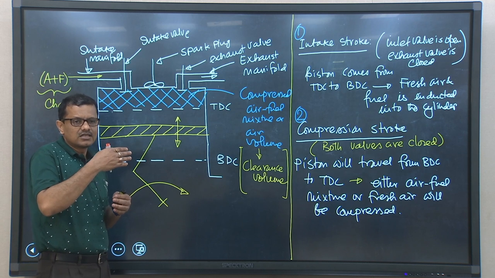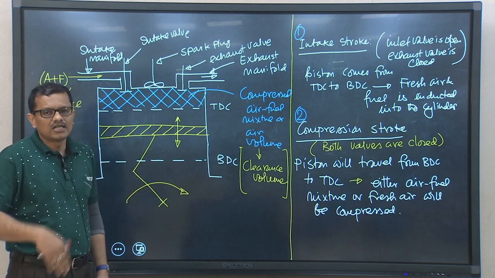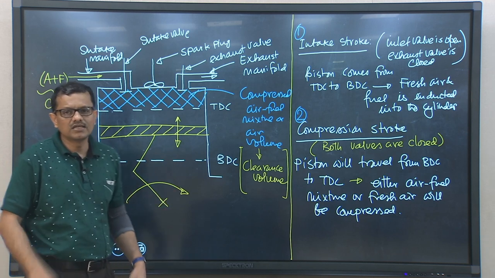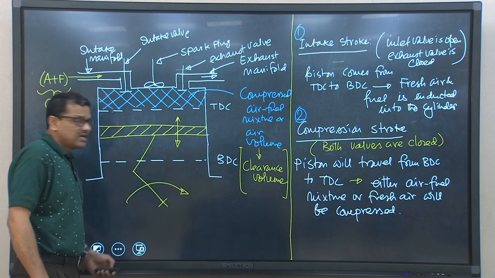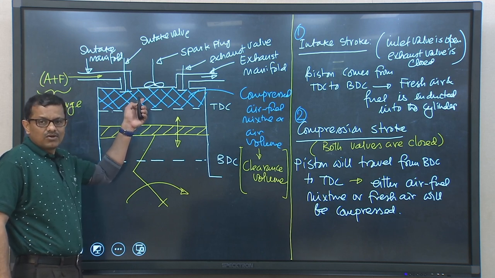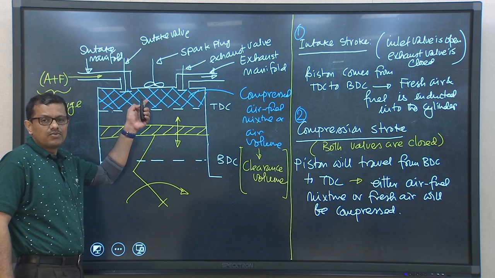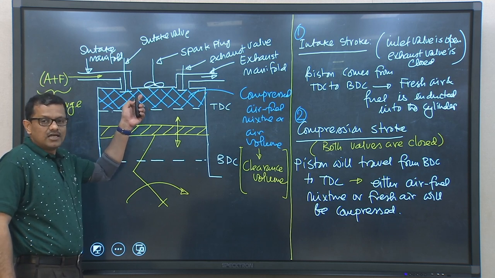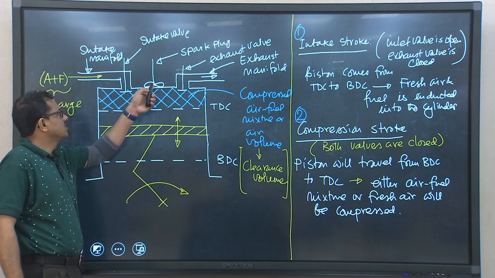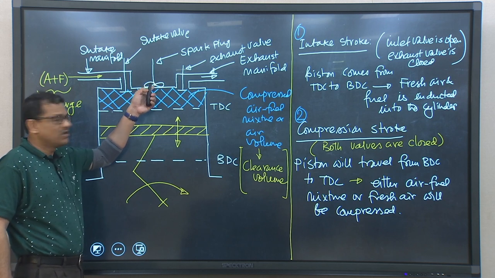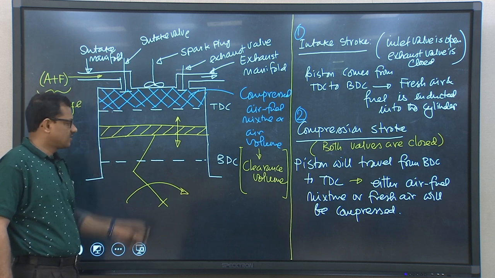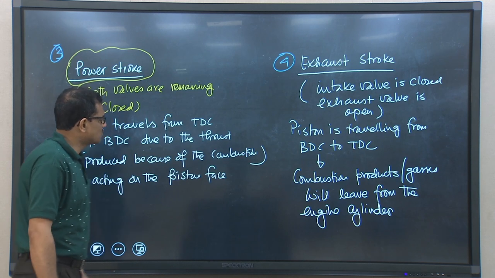So, these events will be repeated to complete several other cycles, and this is what the 4 stroke engine is. Let me tell you once again, making use of this particular schematic, we have discussed 4 different strokes for an SI engine. These 4 strokes are the same even for the CI engine, provided the spark plug is replaced by a fuel nozzle and this intake manifold will supply only fresh air. Now, these are the 4 different strokes we have identified.